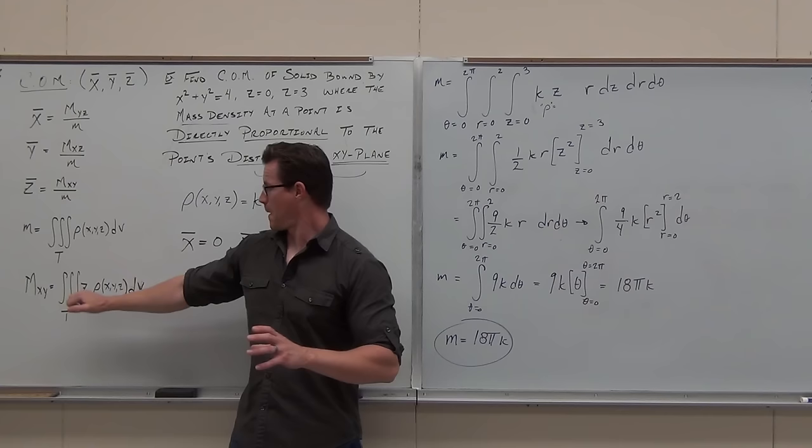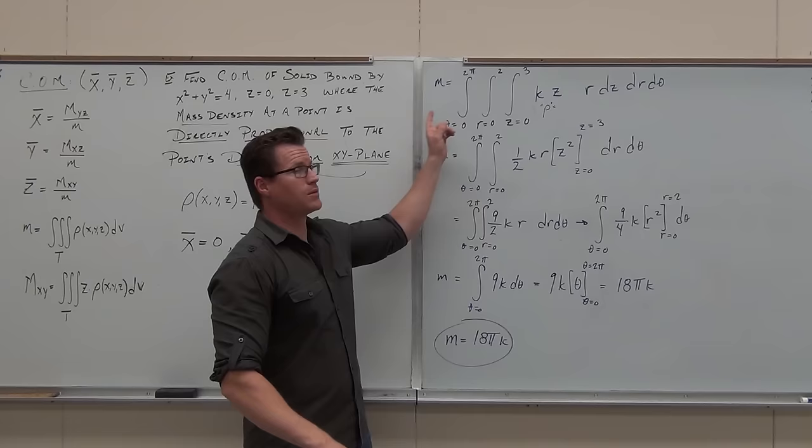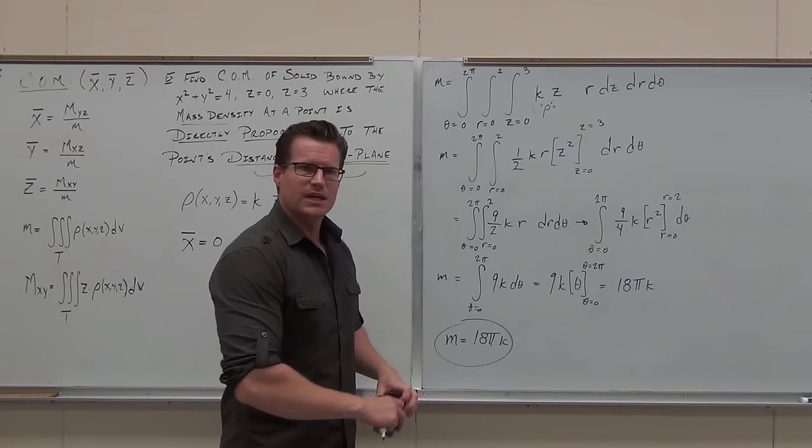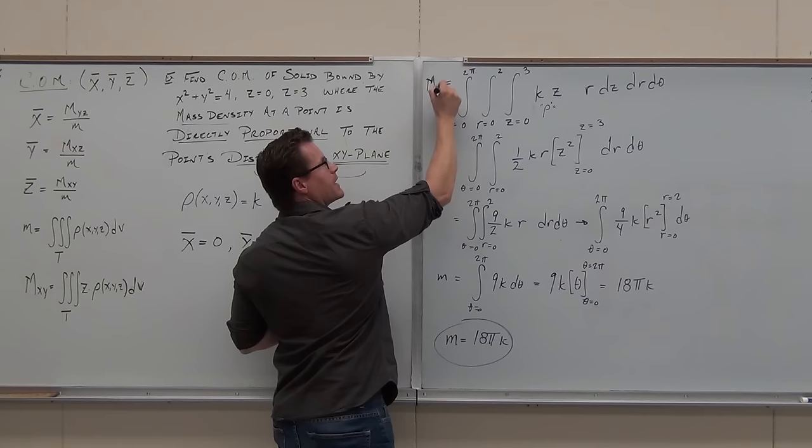So, that's a z. Instead of doing this, we alter it just a little teeny bit. Why don't you try it? Why don't you alter yours? I'm going to erase this and change it for me, and we're going to redo this, because you have to redo it. But can you just make the alteration, and I want you finding the first moment of mass about the xy plane, and that's going to give us part of the z coordinate for our center of mass.